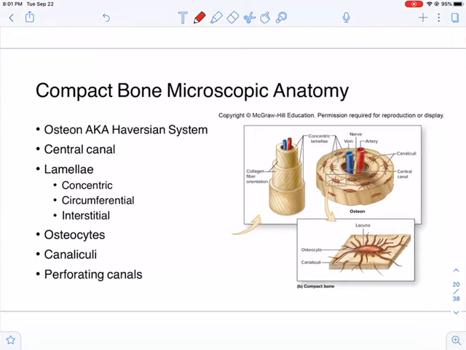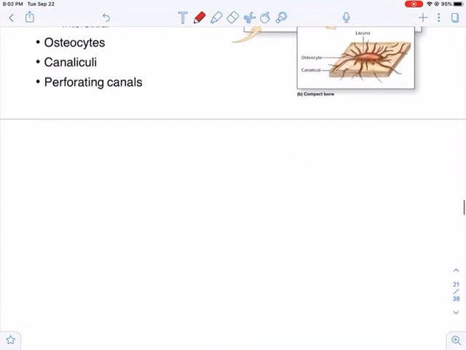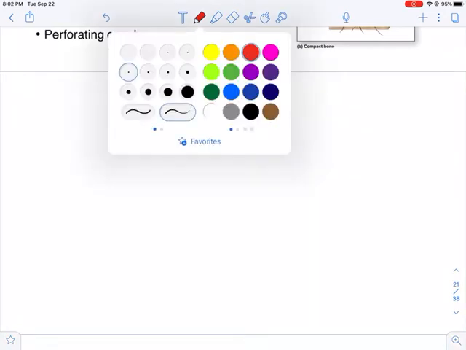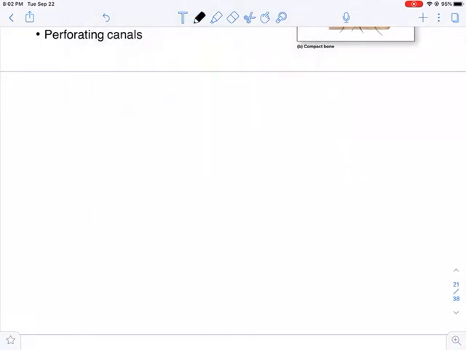Super, super cool. So we're going to take the time to draw out what compact bone looks like under the microscope. And we're going to define all of the terms that you see here. So I've got another blank slide coming up. And I always use the analogy that it's like a city. Each little part of compact bone reminds me of an individual city.